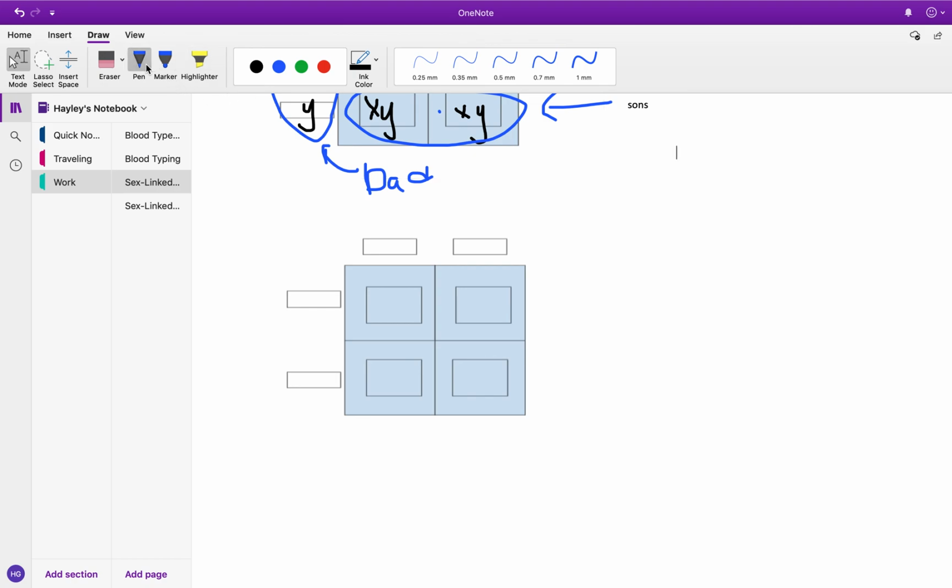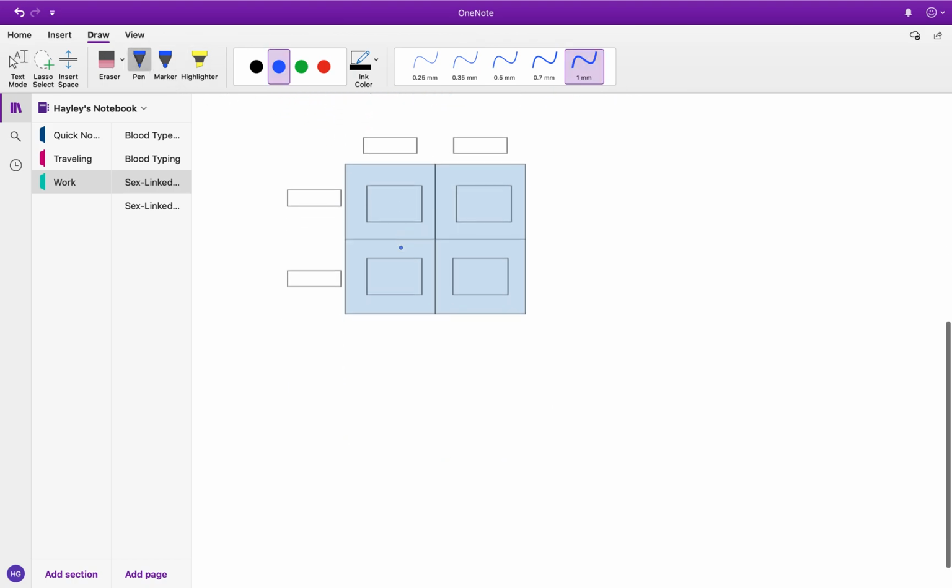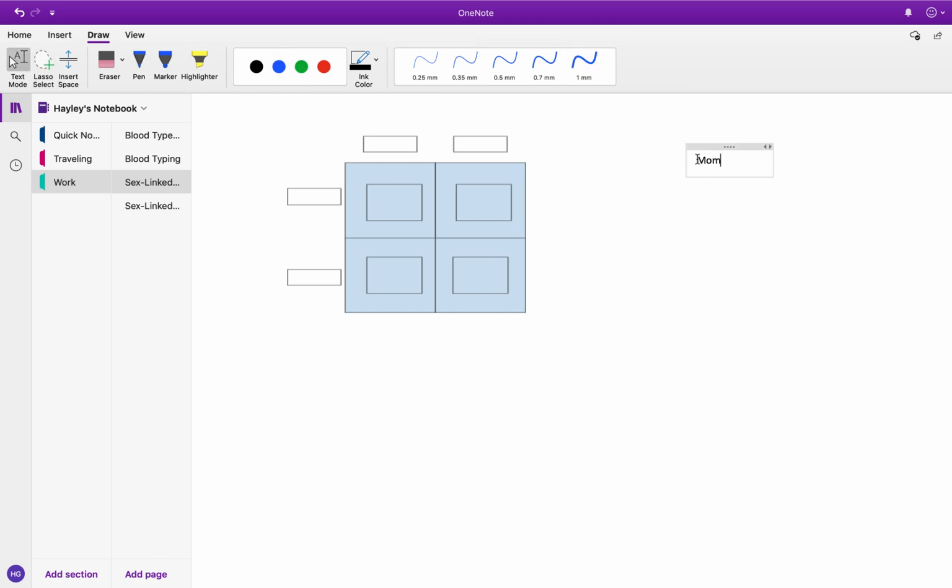So now we're going to look at an actual example. Say we're talking color blindness. So here we're going to say that mom is a carrier for color blindness, and then dad is not colorblind.